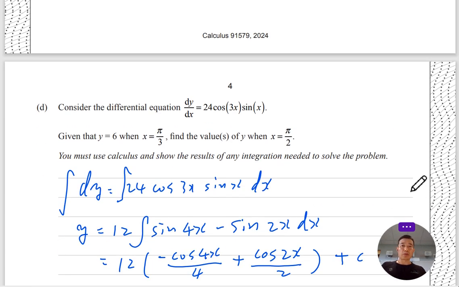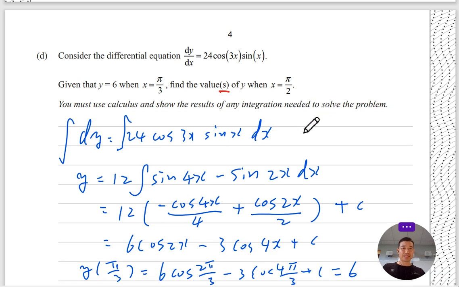All right. Consider the differential equation dy/dx equals 24 cosine 3x sine x. I found in this exam there are many differential equation questions. Given that y equals 6 when x is pi over 3, which lets you find the c, find the value of y when x equals pi over 2. It says y values, so there is a possibility that the answers can be plural. So you split them.